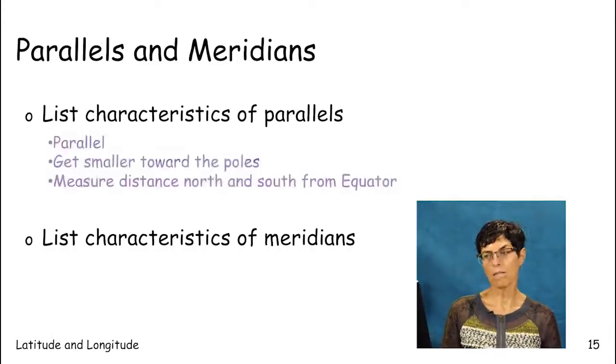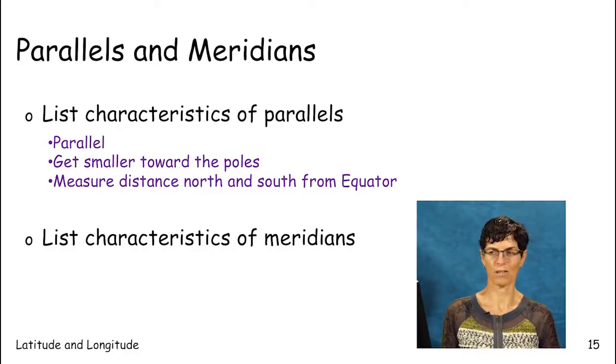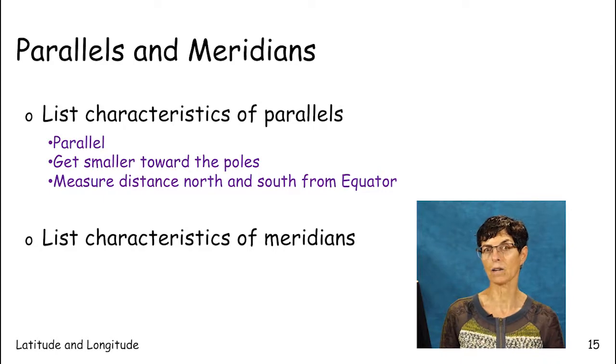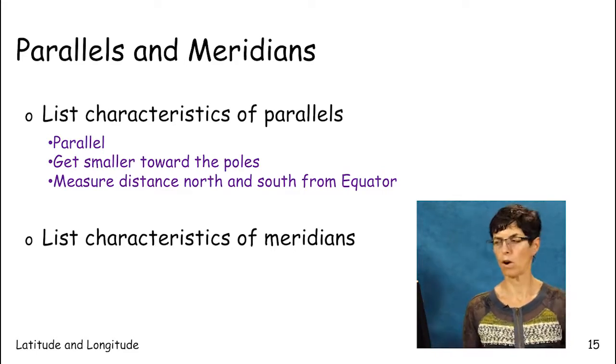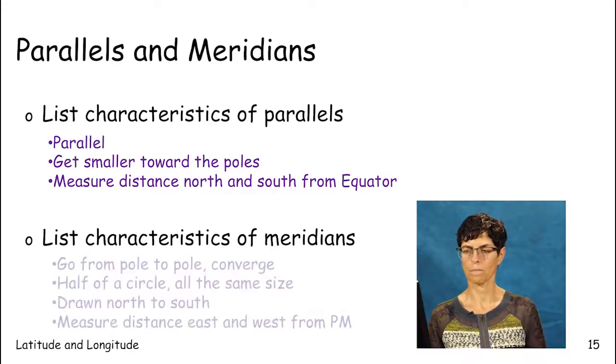So the parallels are always parallel to one another. That's why they are called parallels. They get smaller in size as you go from the equator to the poles. And they're going to measure distance north and south of the equator. So they're going to give us our location, whether we are in the northern hemisphere or in the southern hemisphere.